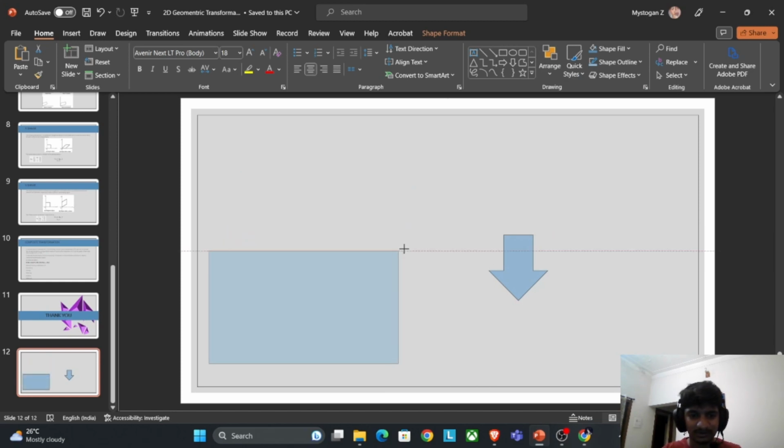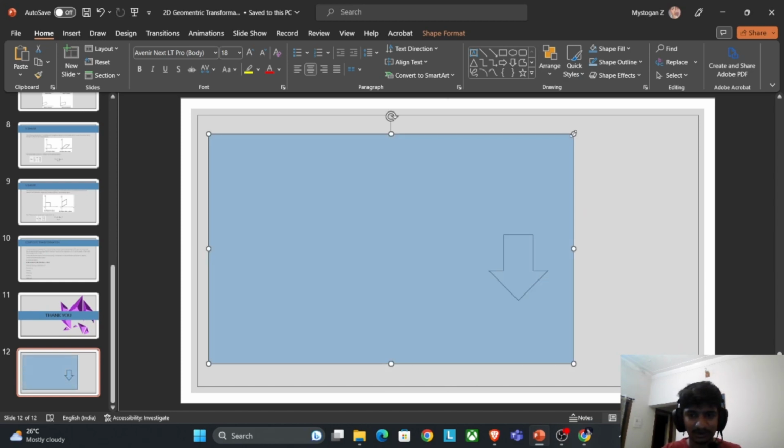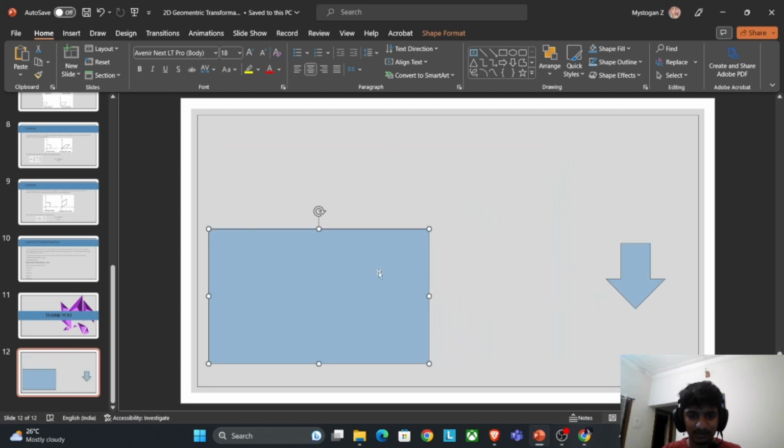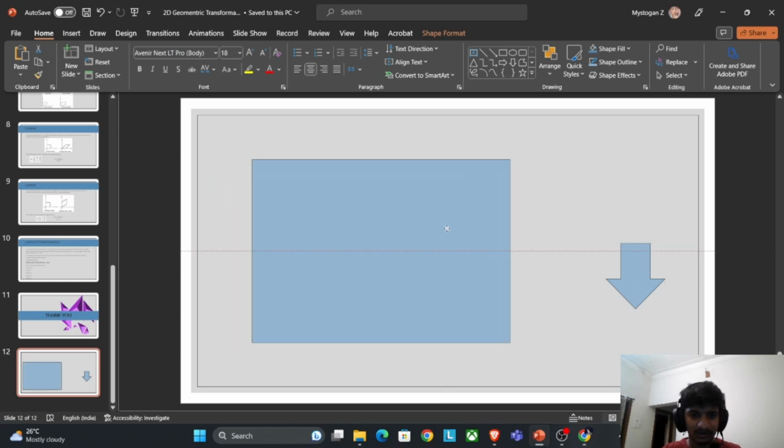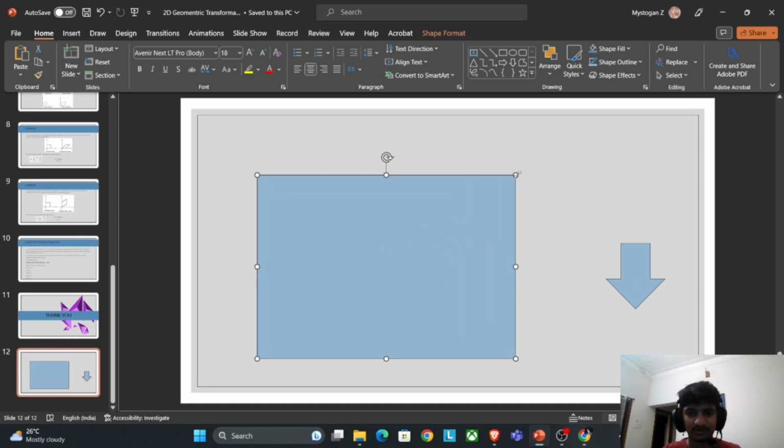And this is basically scaling. As you can see, I'm increasing the size of the rectangle object. So let's say this is the original scale, and as you keep increasing it, it's increasing in scale. And if this is the original and you give the scaling factor a value that is less than 1, it will reduce the size.